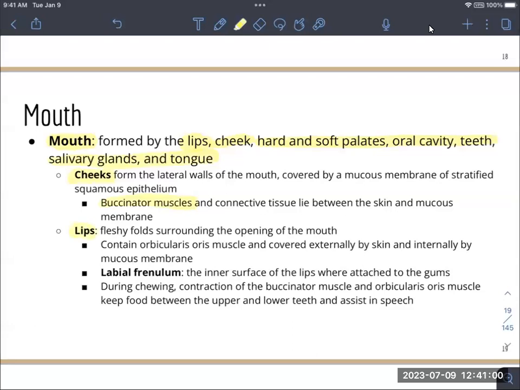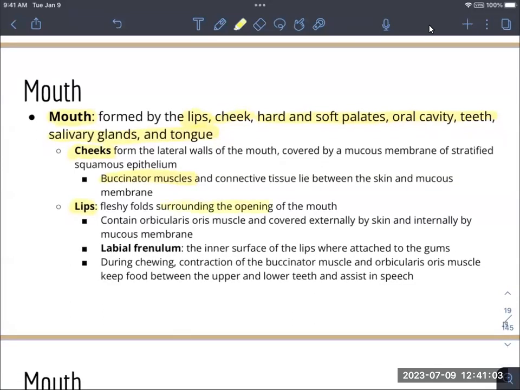Your lips surround the opening of your mouth. The orbicularis oris muscle is the one right outside of your lips. On the inner surface, we have the labial frenulum, and this is where the lips attach to the gums. So when we're chewing, the buccinator muscle and the orbicularis oris muscle are what keep food inside of your mouth, instead of between your teeth and your gums or in front of your teeth. They keep it behind your teeth.